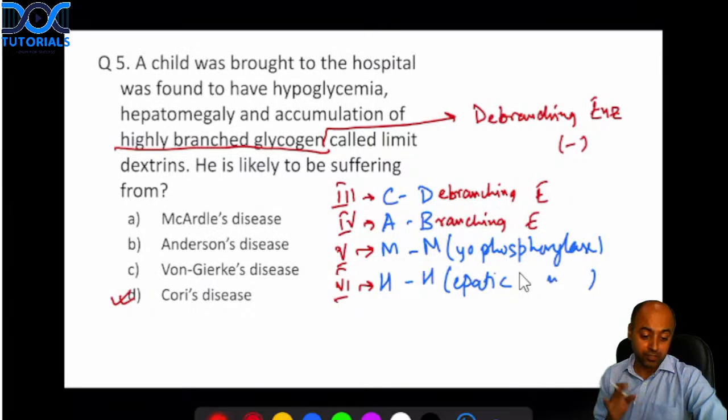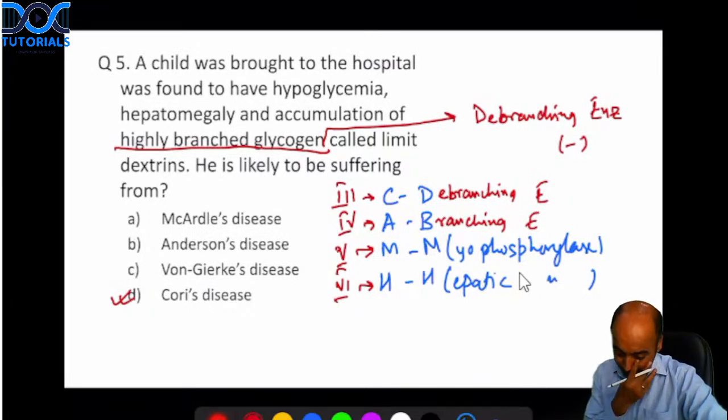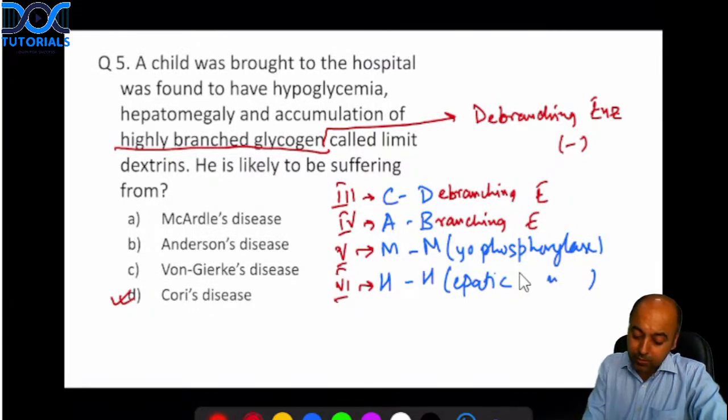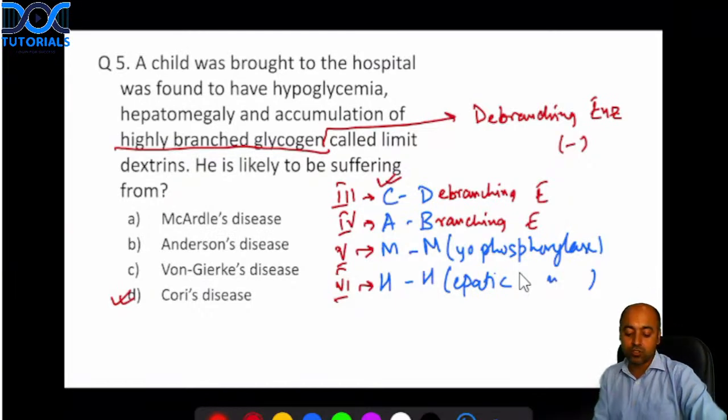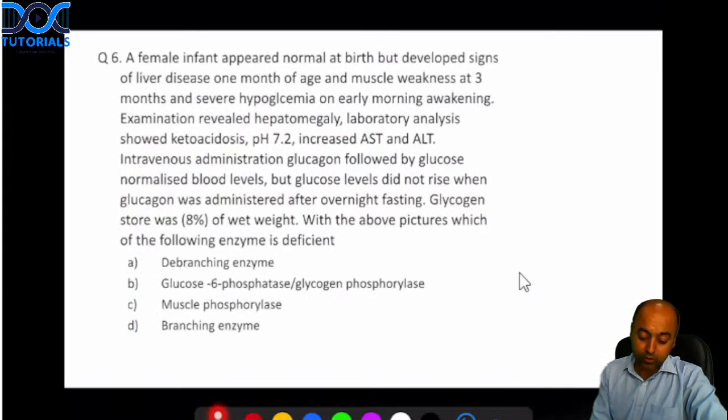This is how you can quickly remember the important enzymes and in which condition of the glycogen storage disorder they are deficient. So in this case you can see the debranching enzyme is deficient, which is commonly absent in Cori's disease. We get a lot of clinical case questions from glycogen storage disorder. I think we have one more question here from the glycogen storage disorder.